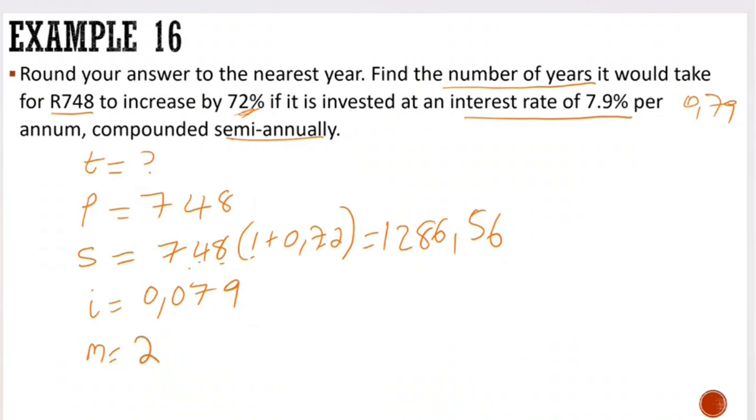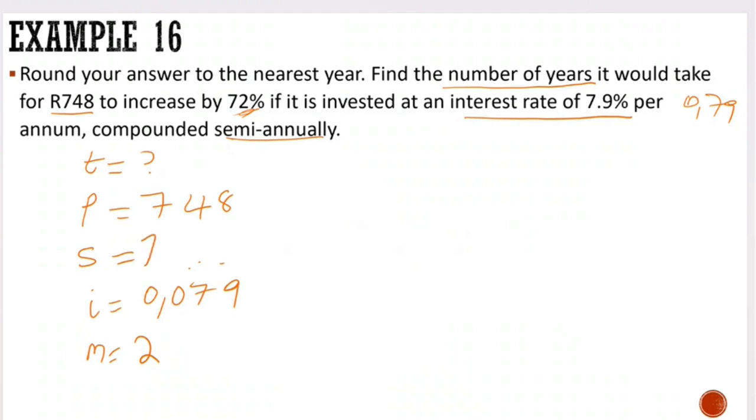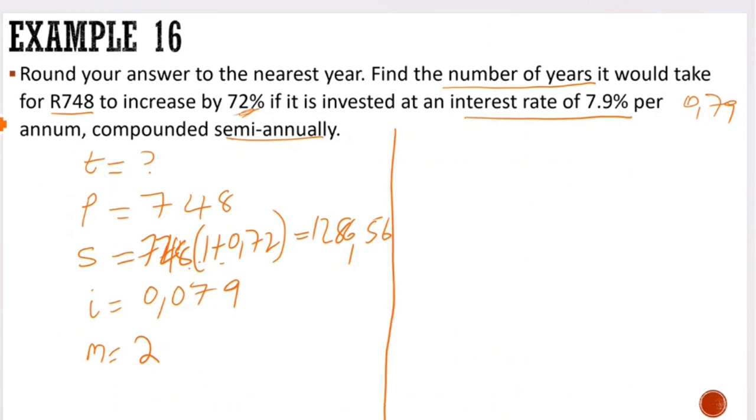Okay, I'm not going to calculate this, guys, because I've got things that I need to discuss with you. So this is 748 into 1 plus 0,72. So the answer here is 1286,56. So similar process, your S is equal to P into 1 plus i over m, to the power mt.